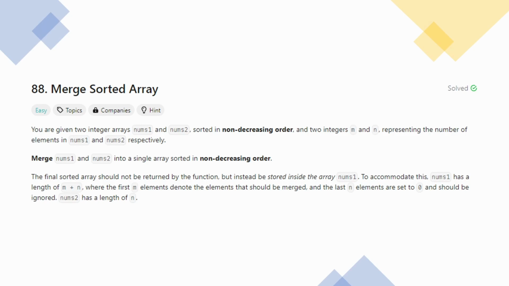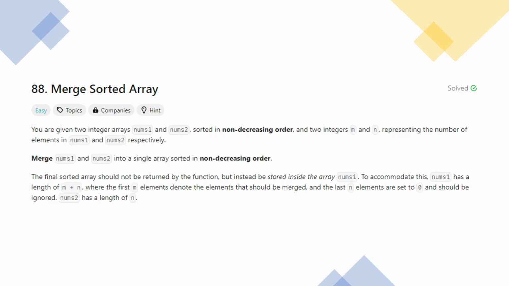The question is: you are given two integer arrays, nums1 and nums2, sorted in non-decreasing order, and two integers m and n representing the number of elements in nums1 and nums2 respectively. We need to merge nums1 and nums2 into a single array sorted in non-decreasing order. The final sorted array should not be returned by the function, but instead be stored inside the array nums1.